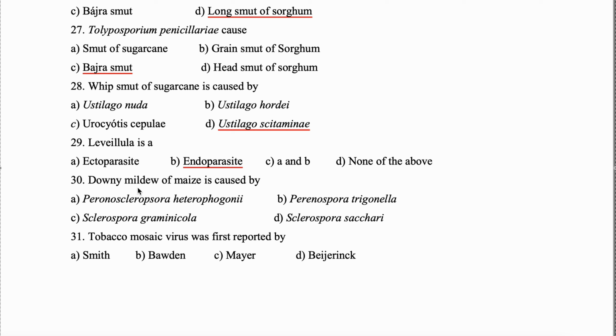Question 30. Downy mildew of maize is caused by Peronosclerospora heteropogoni. Normally when we study downy mildew of maize, we study Peronosclerospora sorghi. But yes, this is also another species. Question 31. Tobacco mosaic virus was first reported by Mayer.